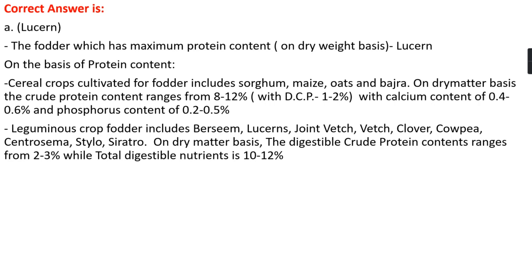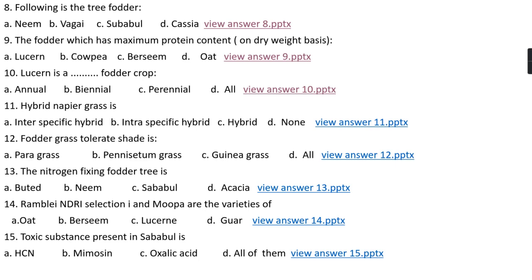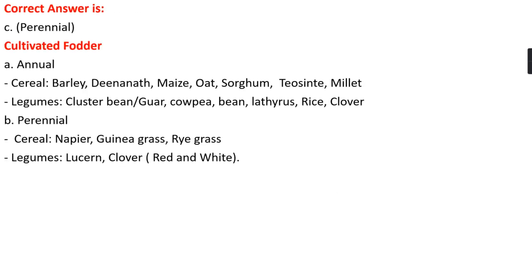The second category is leguminous fodder crops, which include berseem, lucerne, jointvetch, clover, cowpea, centrosema, stylo, and ceratro. On dry matter basis, the digestible crude protein content ranges from 2 to 3%, while total digestible nutrient is 10 to 12%. Question number 10. Lucerne is a dash dash fodder crop. Option A annual, option B biennial, option C perennial, option D all. The right answer is option C, that is perennial.